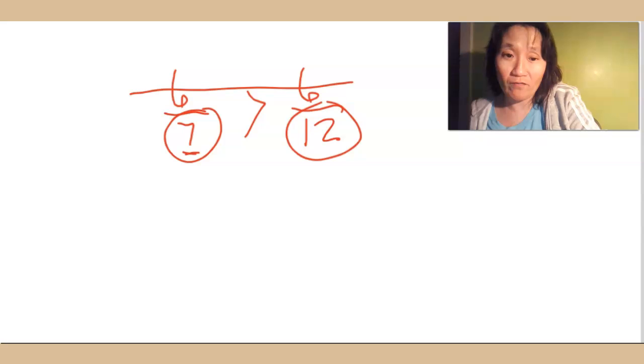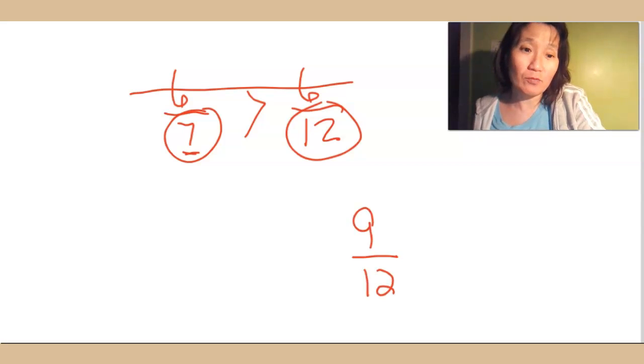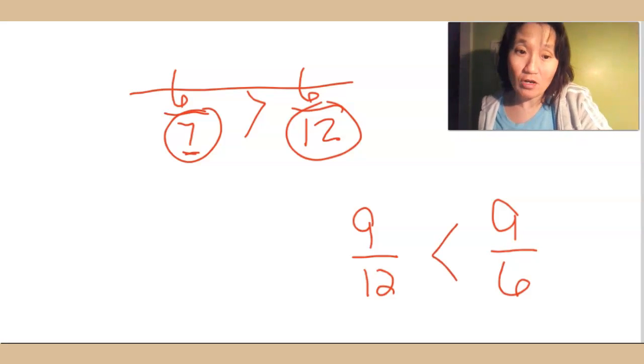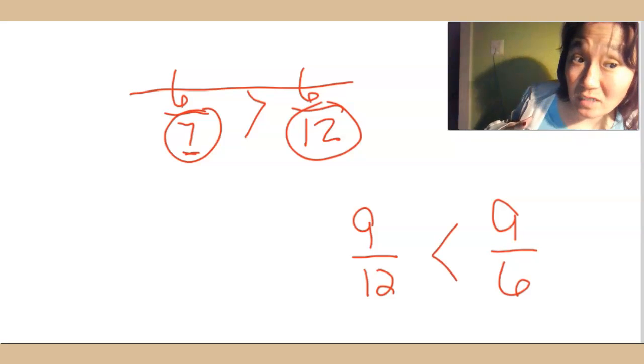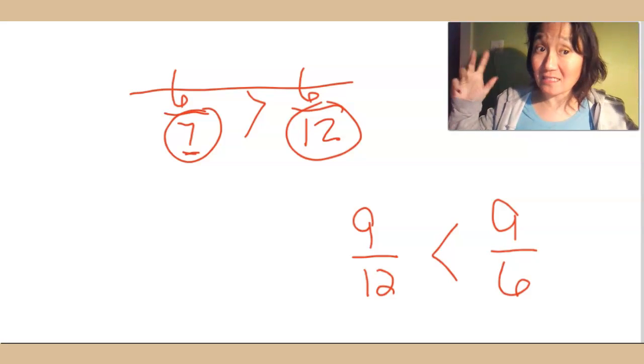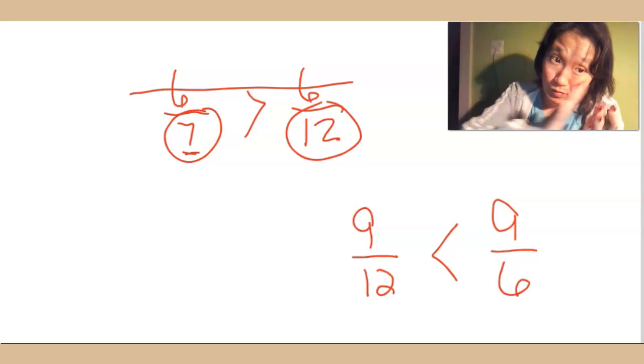Okay? So if I have 9 and I invite 12 people, and this person has 9 and they have 6 people, well, this fraction right here is bigger because he shared with less people. Each person had 9 pieces. Yes, that's true. But with 6, your pieces are bigger.